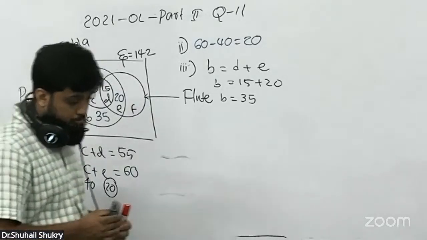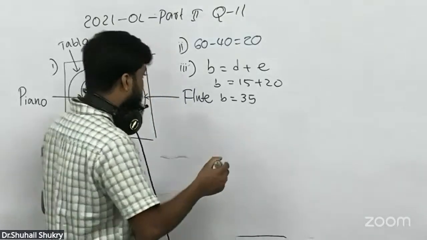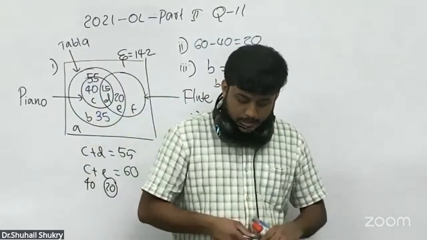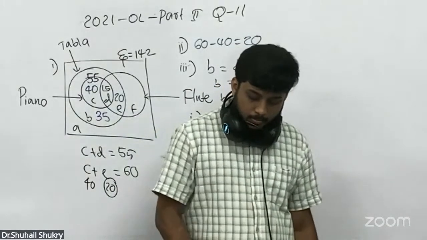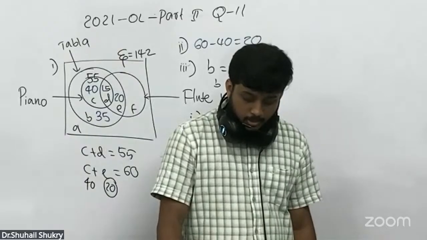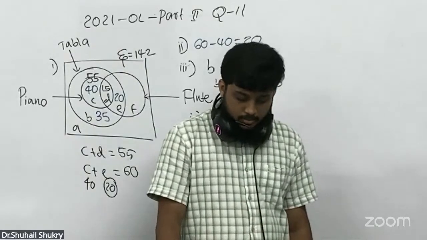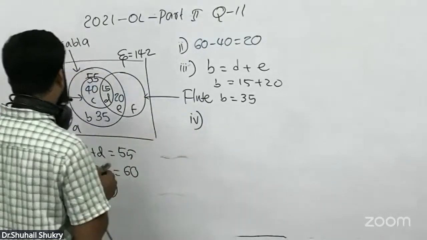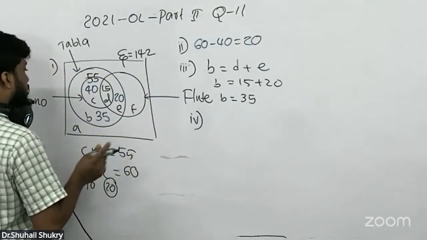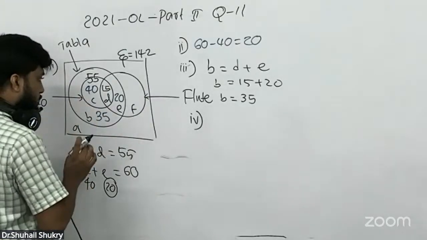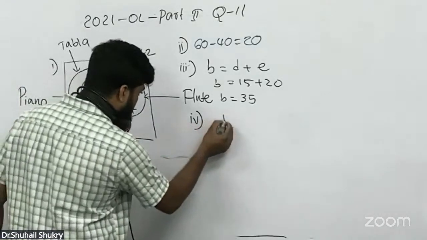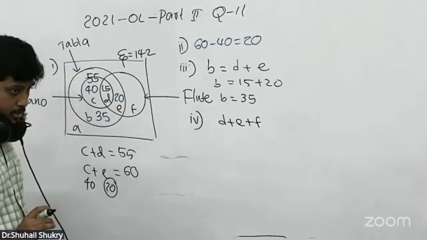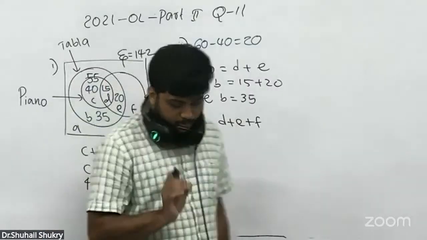Then number 4. The number of musicians who play the flute is exactly half the number of musicians that play the tabla. Write who play the flute. Did they say only flute? No. They say flute. Who play flute? D, E, F. Carefully listen. You have to know the language correctly. They didn't say only. They just say flute.